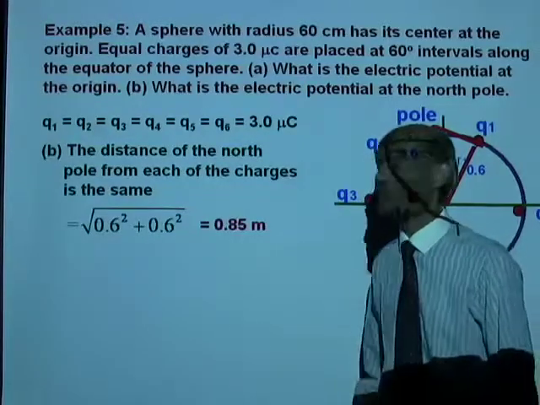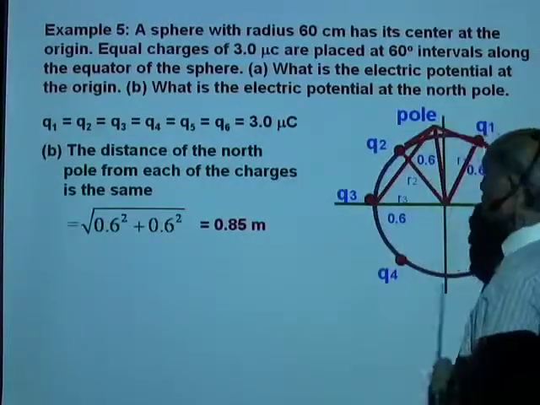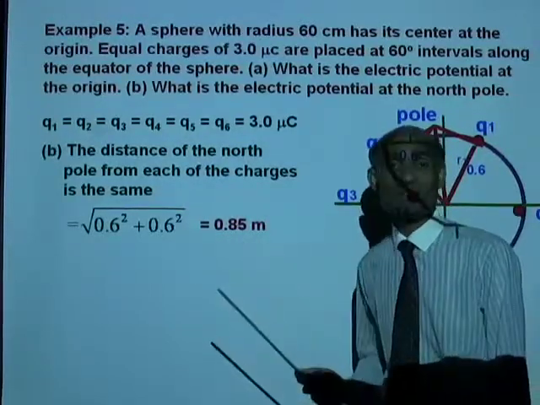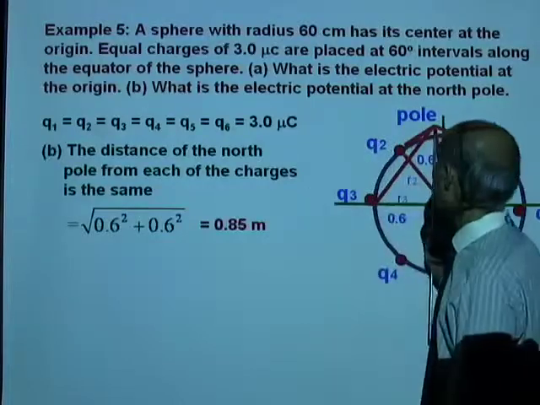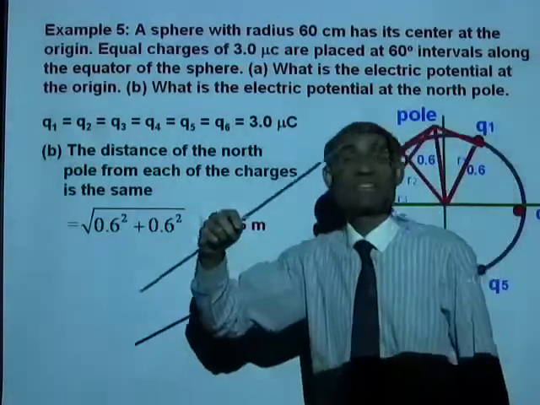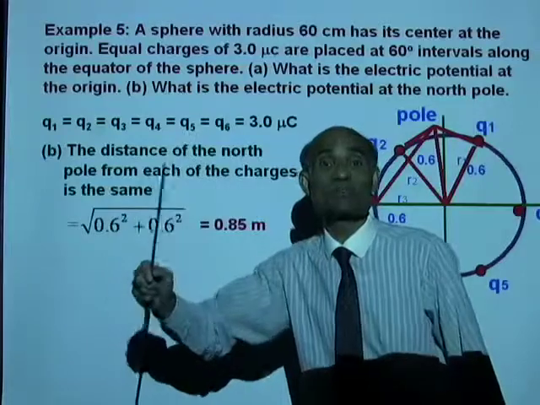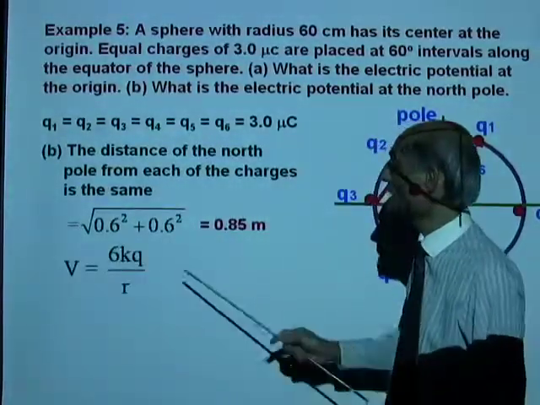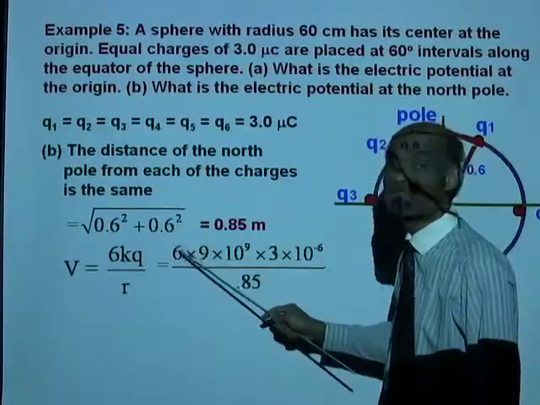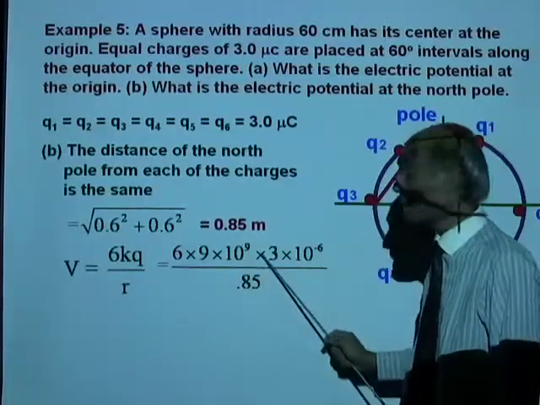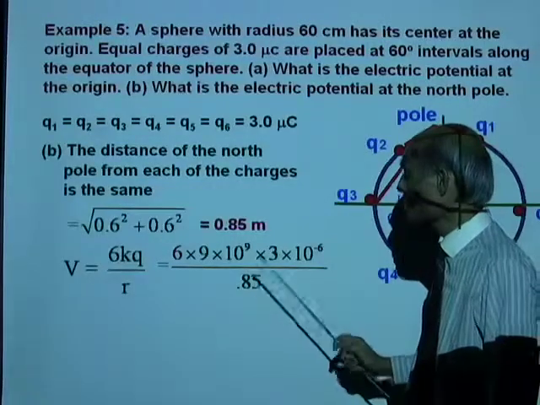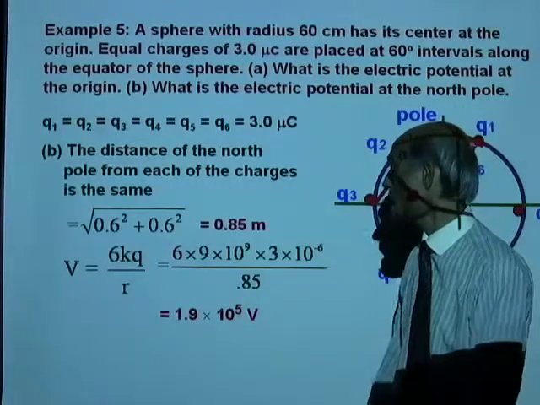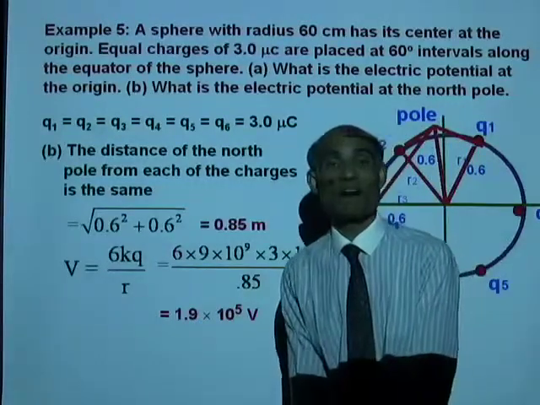meter. And therefore, all the 6 charges are the same, and all the 6 distances now are the same, and therefore the potential at the North Pole is 6 times kq divided by r, where r is 0.85. So the total potential is 6 times k times q, which is 3 microcoulomb, divided by 0.85. That is 1.9 times 10 to the power 5 volt.